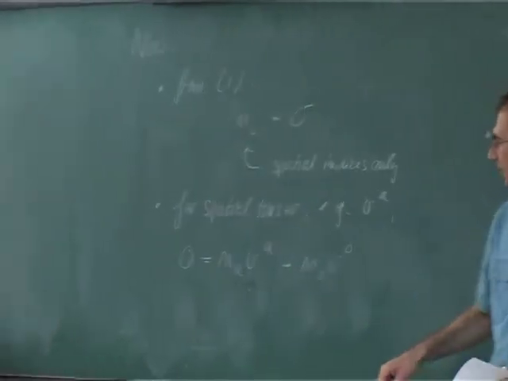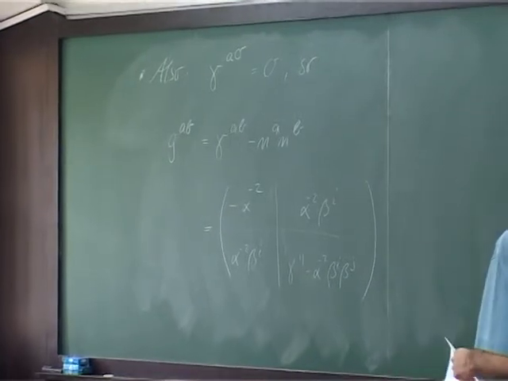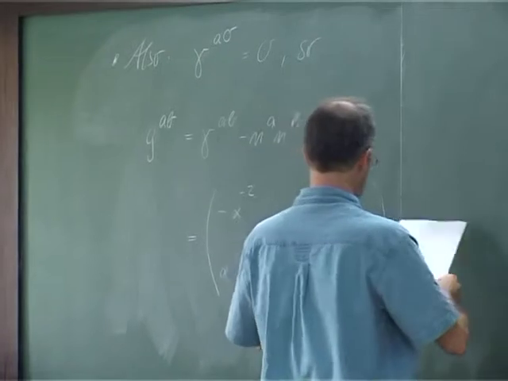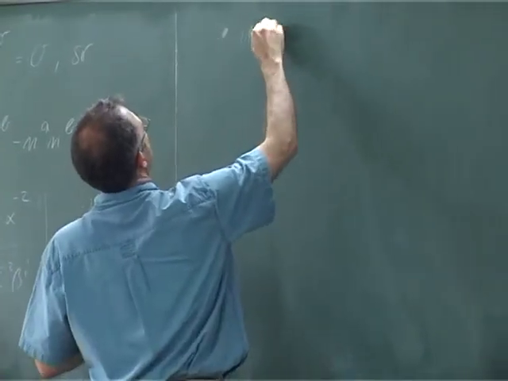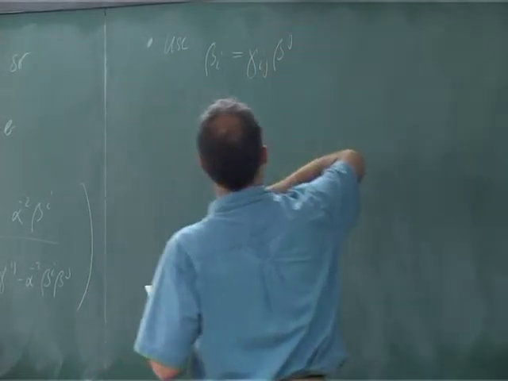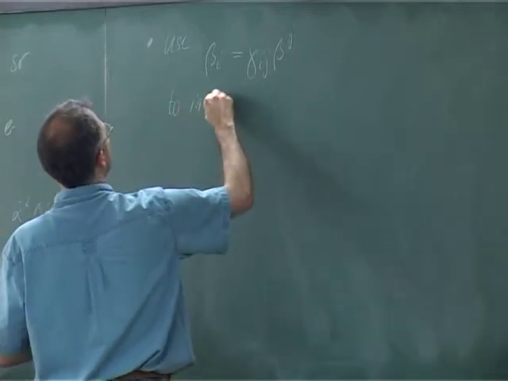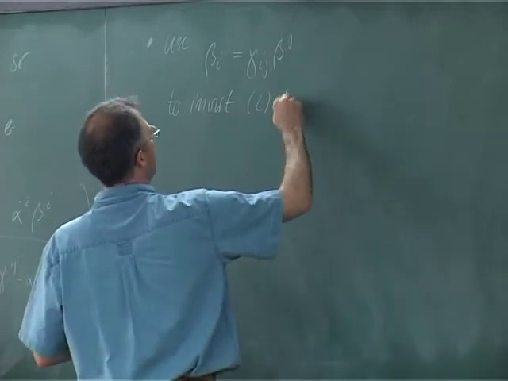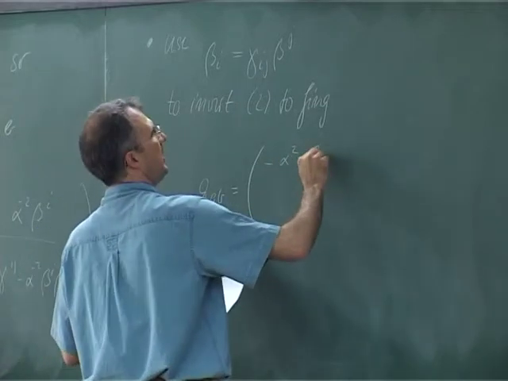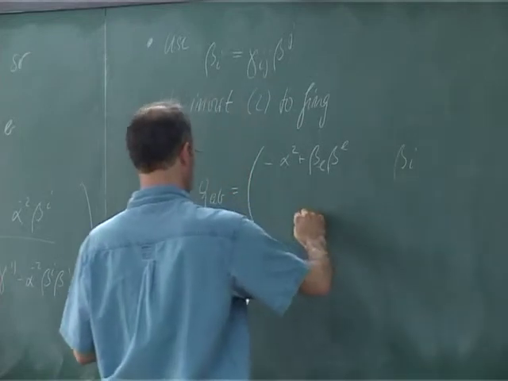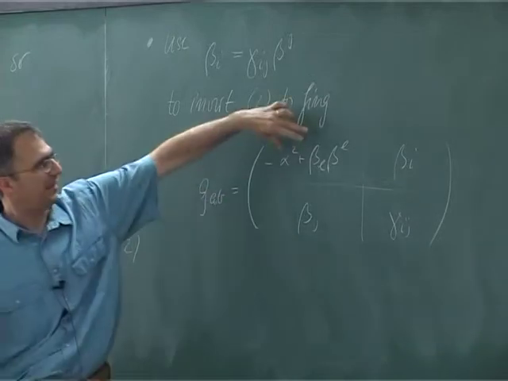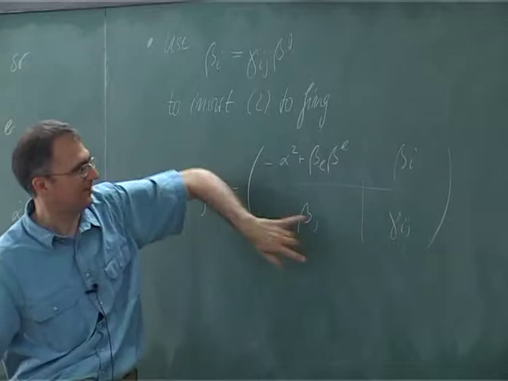Now I can write down the metric itself, not the inverse metric. I can do that by inverting that metric, which is a little bit of work, but you can do it. We will use the lower components of beta^i, which we get by lowering the index of beta^i, to invert equation 2 and find g_AB equals minus alpha squared plus beta_l beta^l, then beta_i, beta_j, gamma_ij. I hope this notation makes sense to you. Basically, this is the time-time component, these are the time-spatial components, and these are just the spatial components.